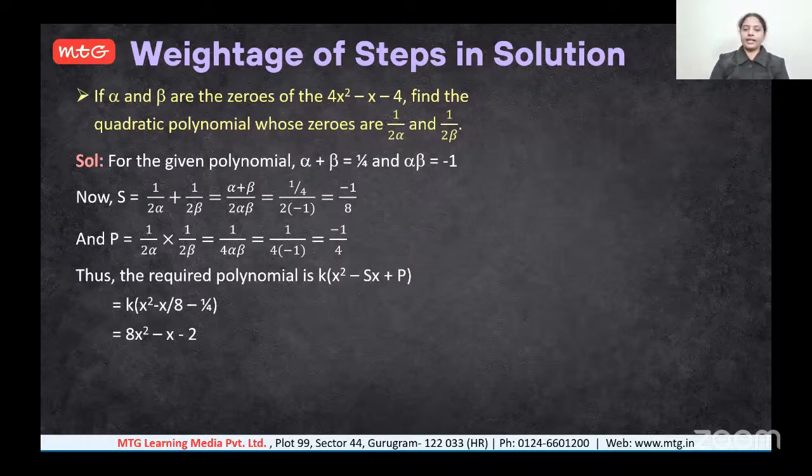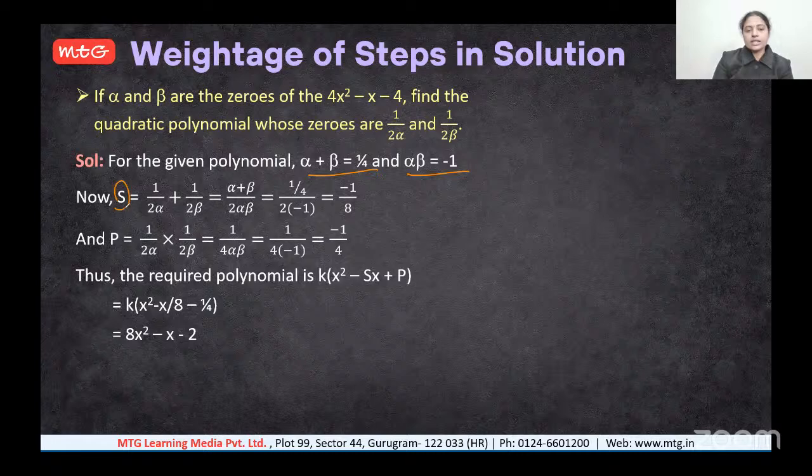This is the polynomial that I get. See, I have started first by finding alpha plus beta and alpha beta. Now using these two values, I am finding the new polynomial's sum of zeros and product of zeros. How? Minus 1 by 8, product of zeros minus 1. Like this. Now if I want a new polynomial, how will it be? It will be k times x square minus of sum of roots plus product. So k times x square minus x by 8 minus 1 by 4. If you solve it, you'll get it.